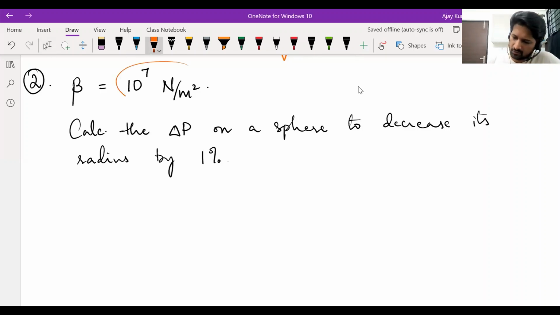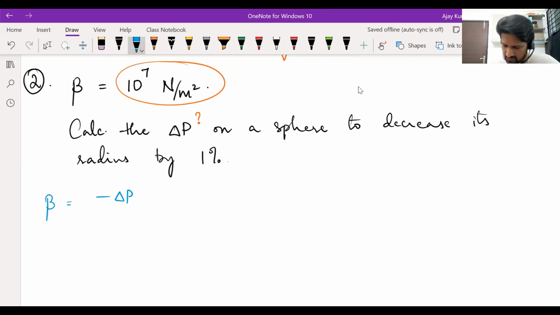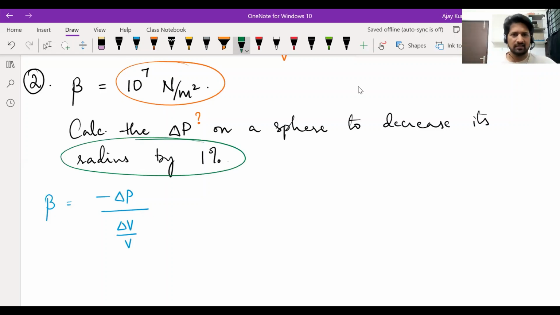So you are given the bulk modulus and you are asked the change in pressure, which would result in a certain percentage change in the radius. Now bulk modulus relates the change in pressure to the relative change in volume. Okay, so you can relate it to percentage change in volume also. But the question is given in terms of percentage change in the radius. And you know radius is related to volume. How? We are talking about a sphere here. Volume of a sphere is 4 by 3 pi r cube.